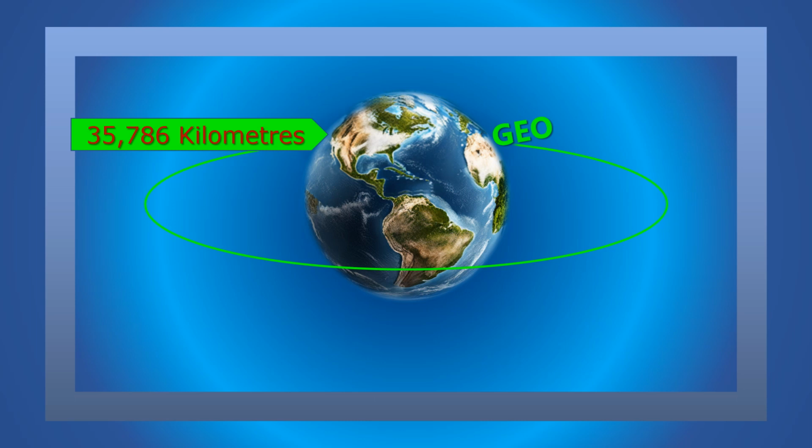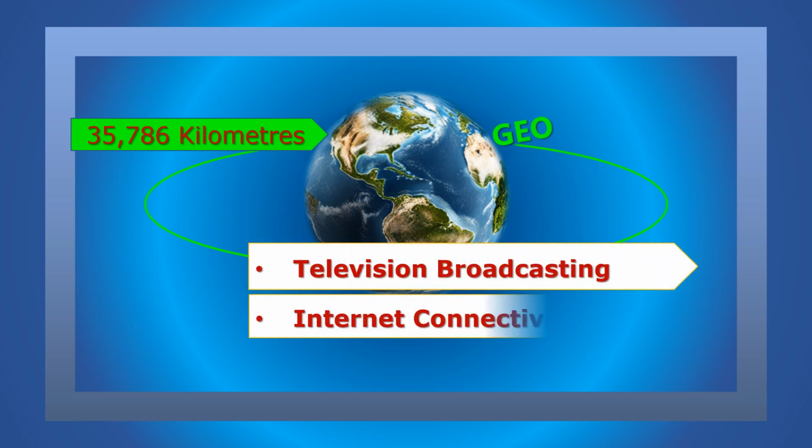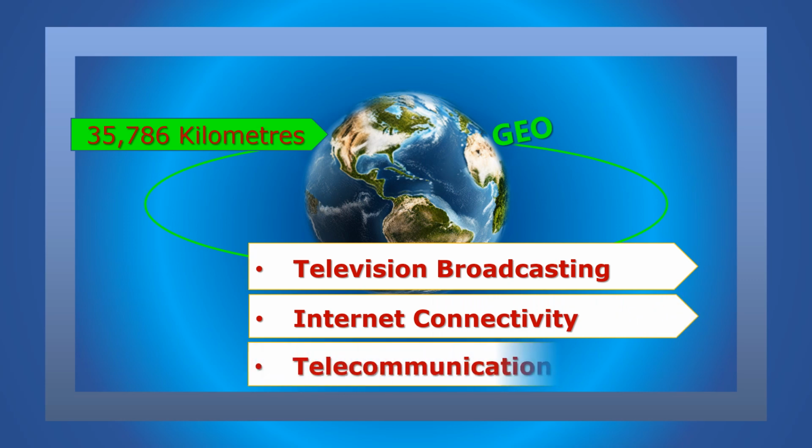Geostationary satellites are primarily used for communication purposes, including television broadcasting, internet connectivity, and telecommunication services. Due to their fixed position, they provide continuous coverage over a specific region.